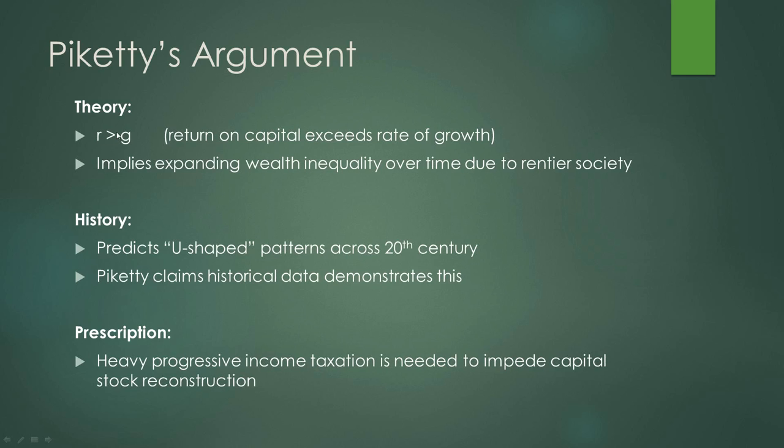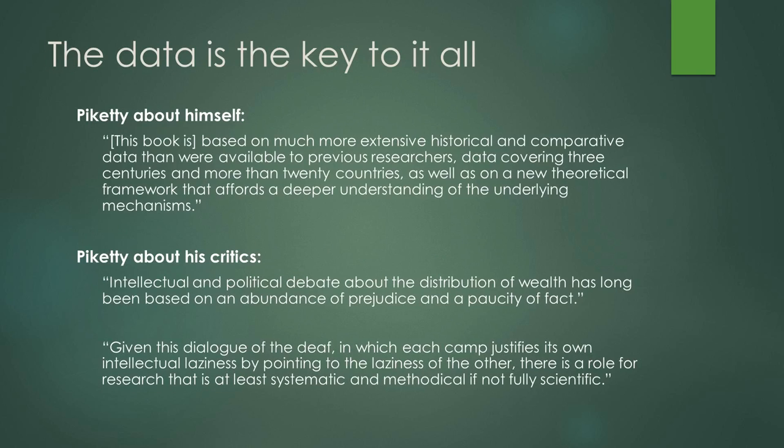Others have gone after his theoretical suppositions, both the r is greater than g equation and other aspects underlying that. Some people have also critiqued the intended effects of the progressive income tax. They said basically it'd be an economy killer for a variety of reasons. But I'm arguing that everything essentially turns on the history and really the data that's involved in the history. And I'll defer to Piketty himself on this.